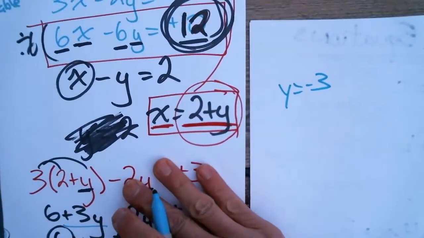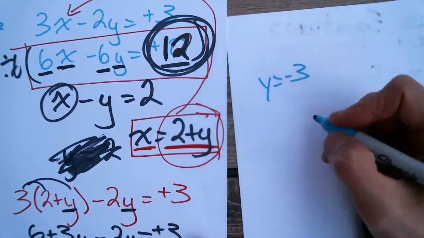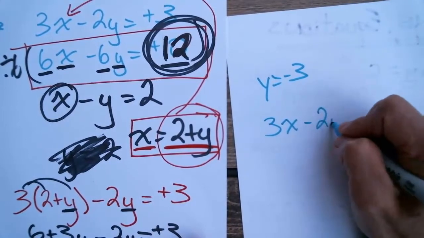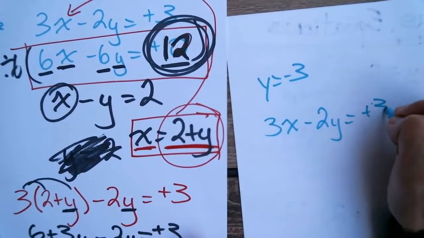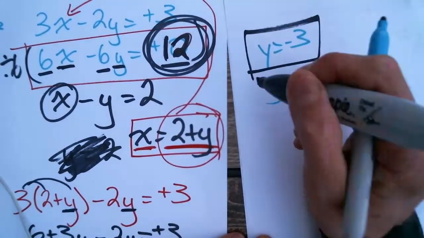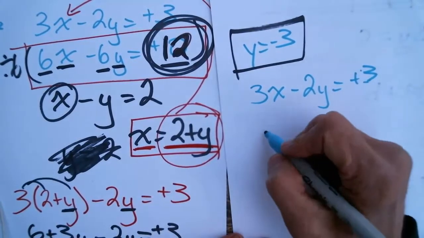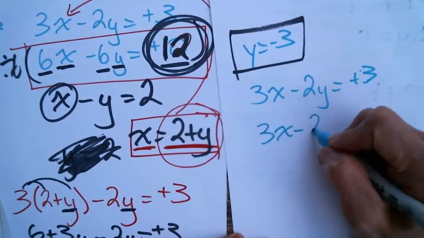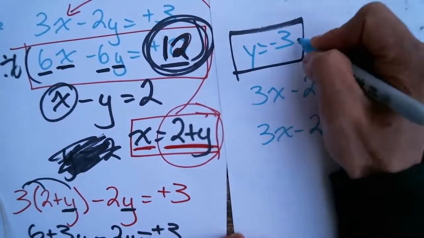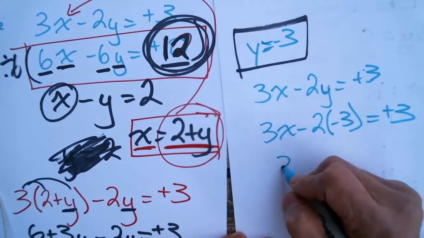Let's go back to our original equation. So we have 3x minus 2y equals positive 3. Now I know what y is. See why so many students in high school hate this unit? So I get 3x minus 2 times negative 3 equals positive 3. So we're just taking the answers that we find, substituting them in for the variable.